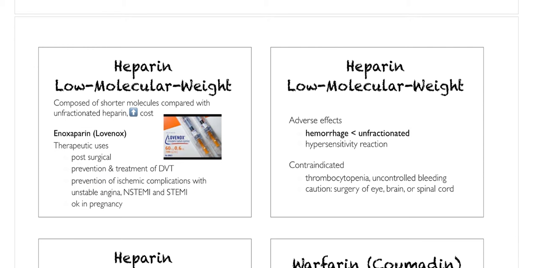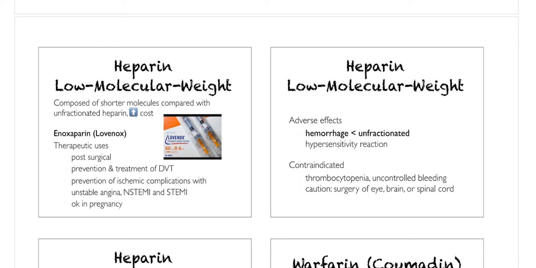Prevention of ischemic complications with unstable angina and STEMI. So people may actually be able to use this outside, in their homes, as opposed to having to be in the hospital while receiving this treatment. And again, like unfractionated heparin, this is okay to give in pregnancy. We do still have the potential adverse effect of hemorrhage with Lovenox, but it is less than it is for unfractionated heparin, and we still have the potential for hypersensitivity reactions.